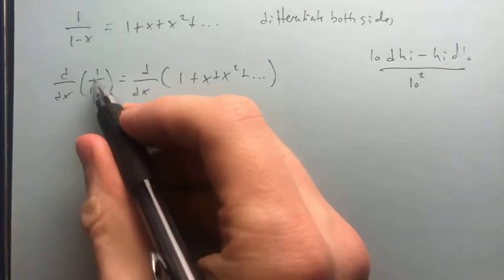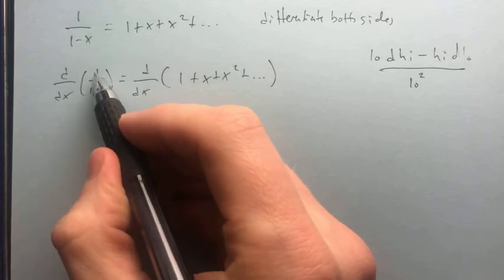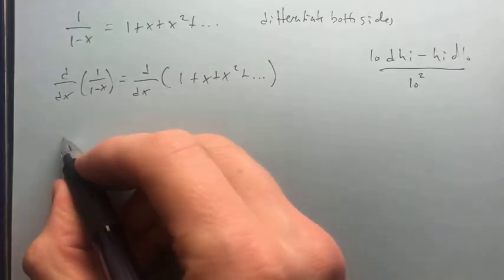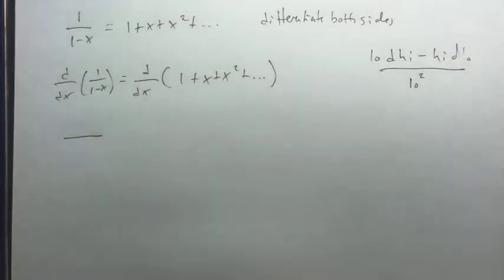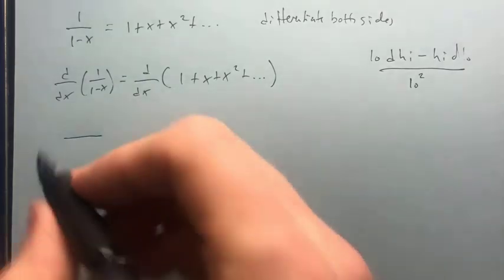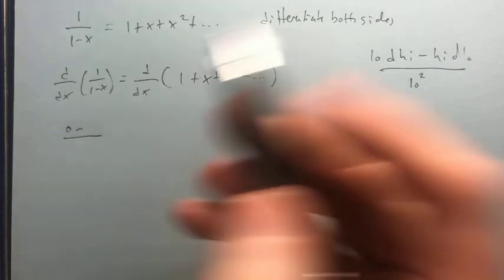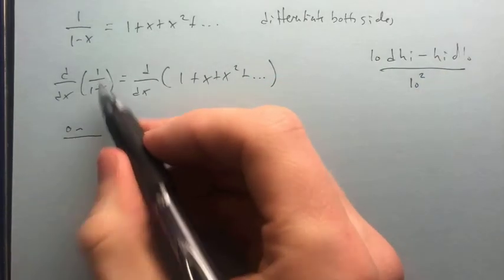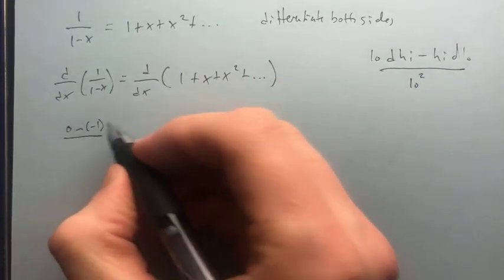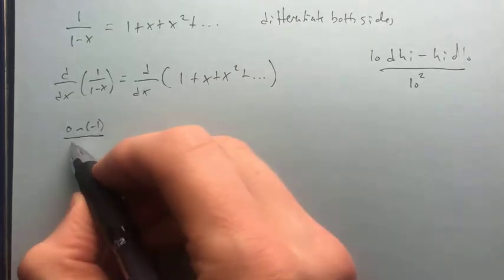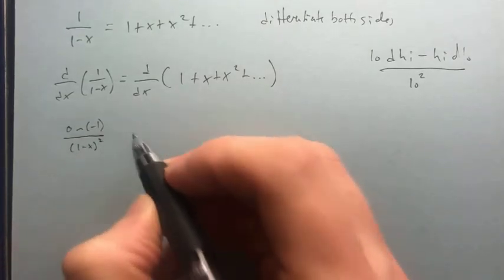So low d high, so I'm going to have 1 minus x times the derivative of 1 on top here, which is 0. So I have 0 minus high d low. So minus 1 times the derivative of the bottom, well, that's negative 1, over the square of what's below, 1 minus x, quantity squared.